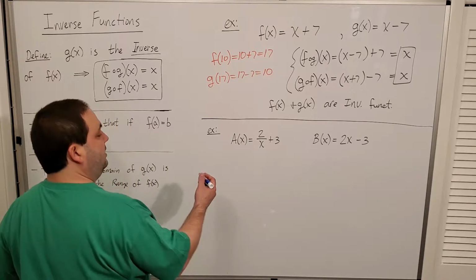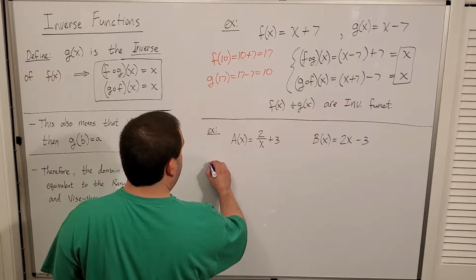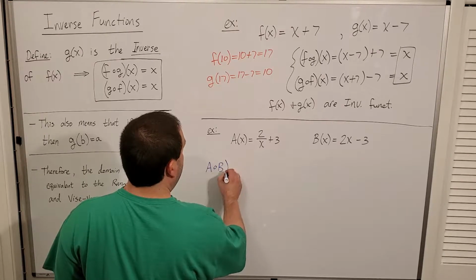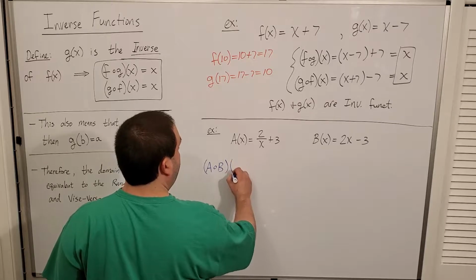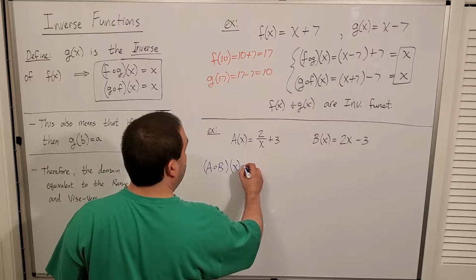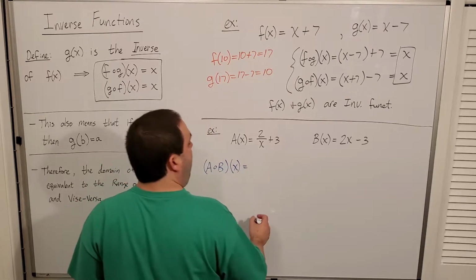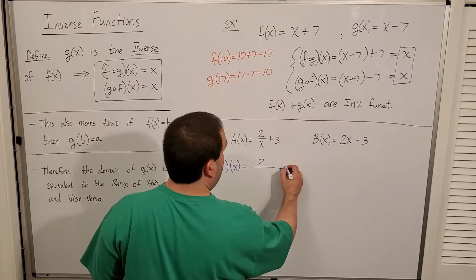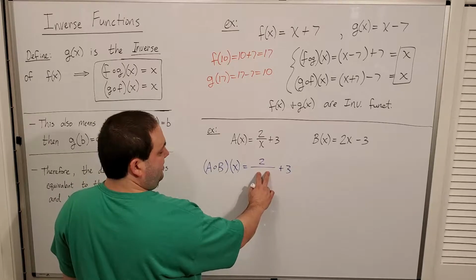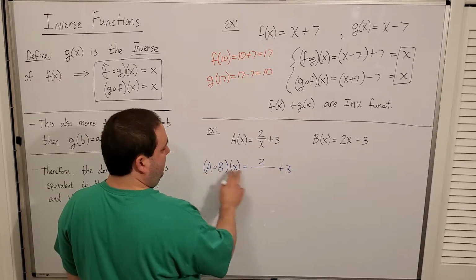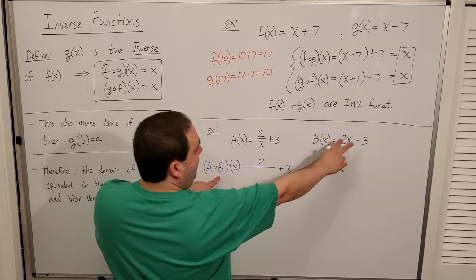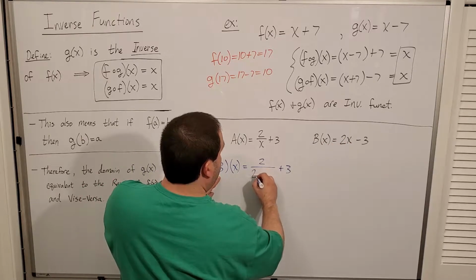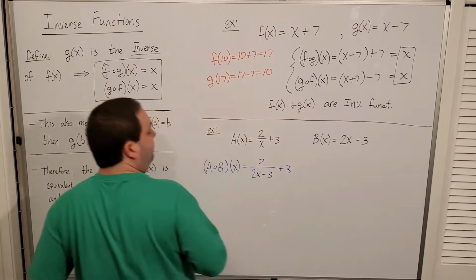Let's do the composition a of b, right? a of b of x would be equal to, my a function is 2 over something plus 3. And the something that's being plugged into a is the b function. So right here, this would be 2x minus 3.